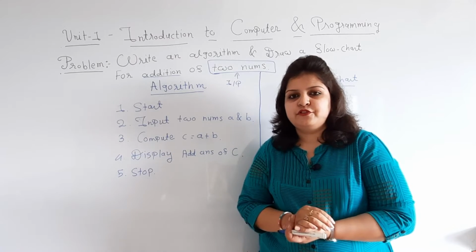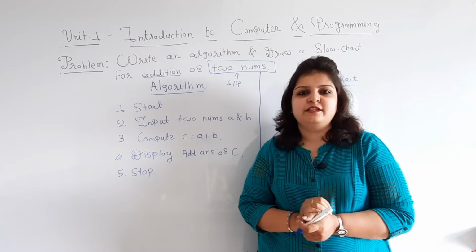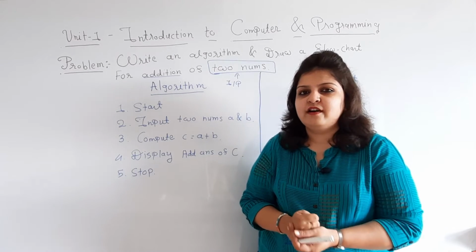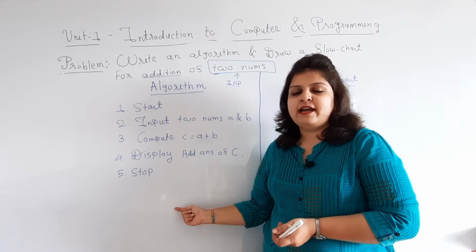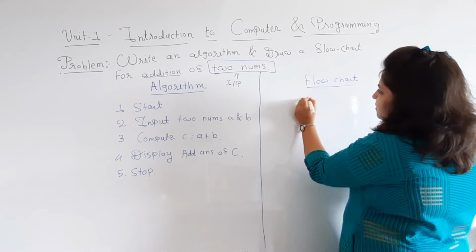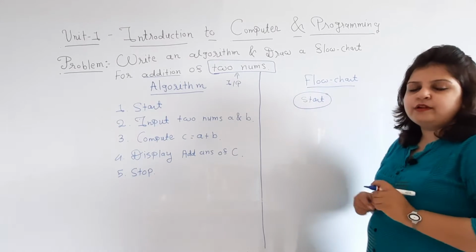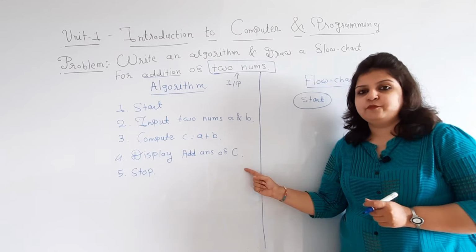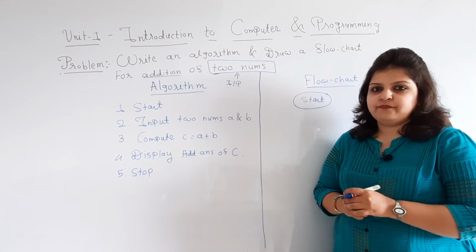Now move on to the flowchart. What is a flowchart? A flowchart is nothing but a graphical representation. So just remember the symbols which we have to use for our flowchart. First of all, start and stop we write in an oval shape. So just see here, we have to write start in an oval shape. Then for input and output we have to use a parallelogram.